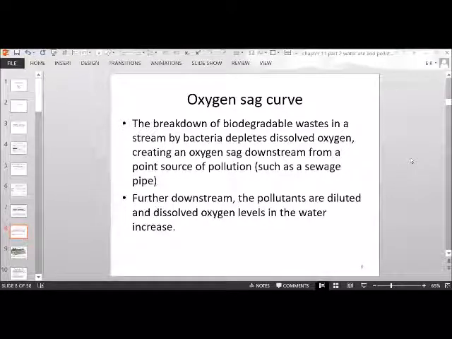The point source of the pollution could be, let's say, a sewage pipe. And then further downstream, the pollution becomes diluted and dissolved oxygen levels are going to increase.